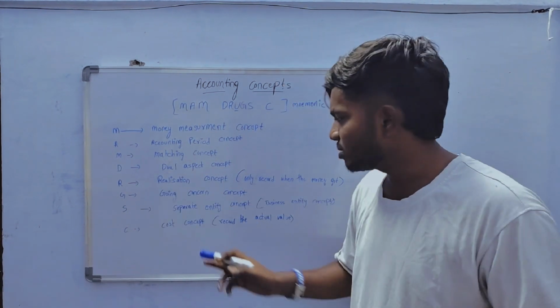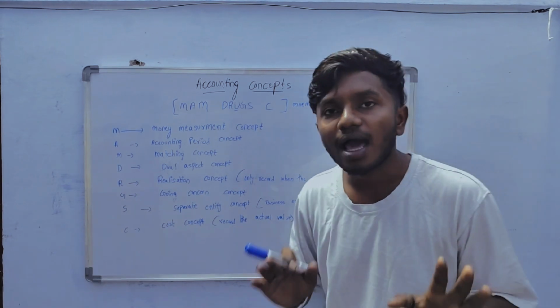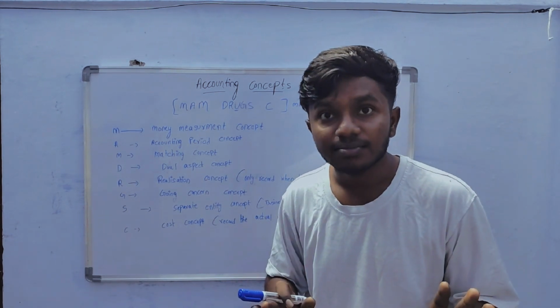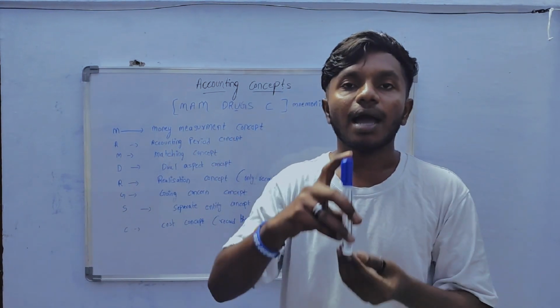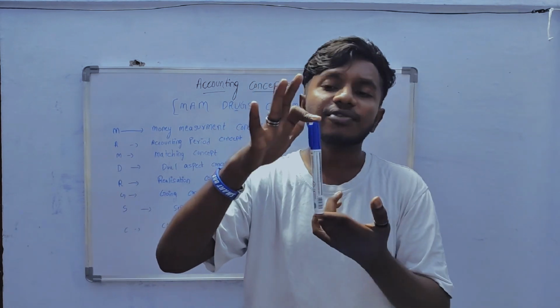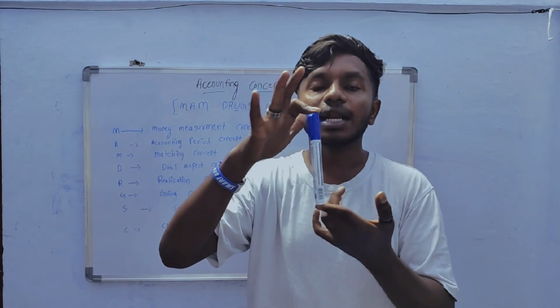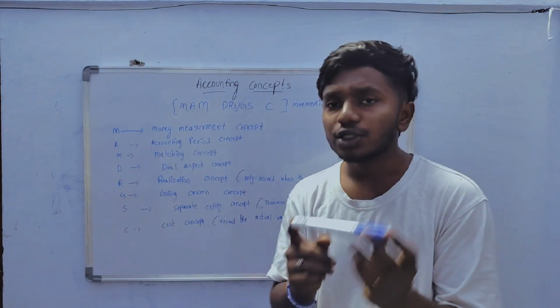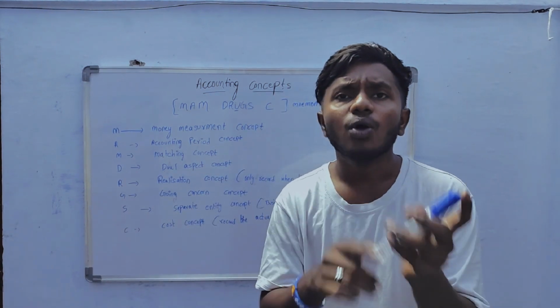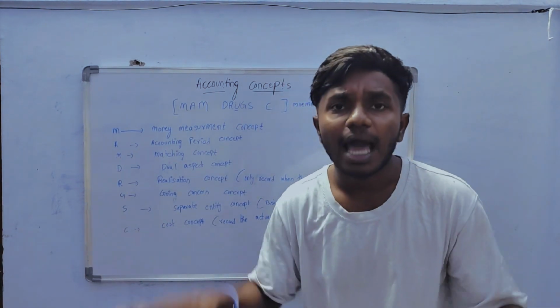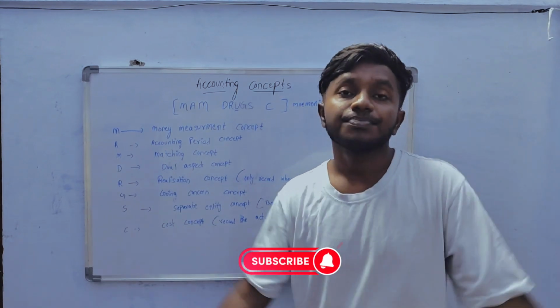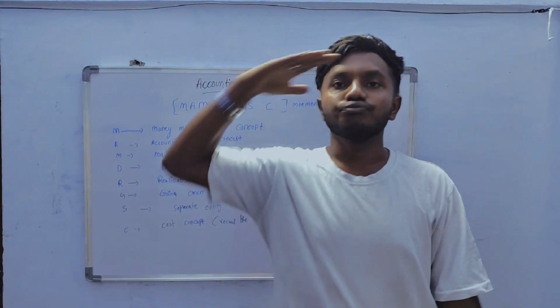And last but not the least, cost concept. Cost concept means recording the actual value of the asset. Let me give you an example. I bought this marker in 2015 which cost 50 rupees, and it costs 100 rupees now. So I should record only 50 rupees. Accounting concepts are not volatile like the stock market, right? End of the video.